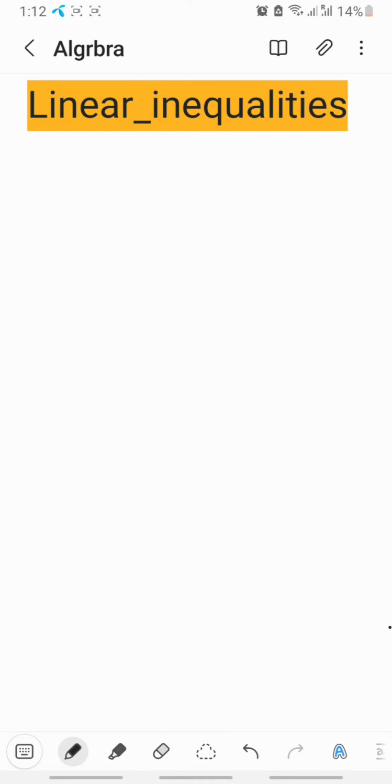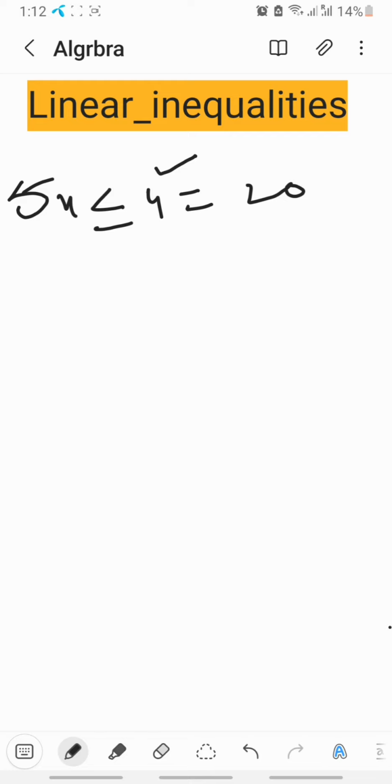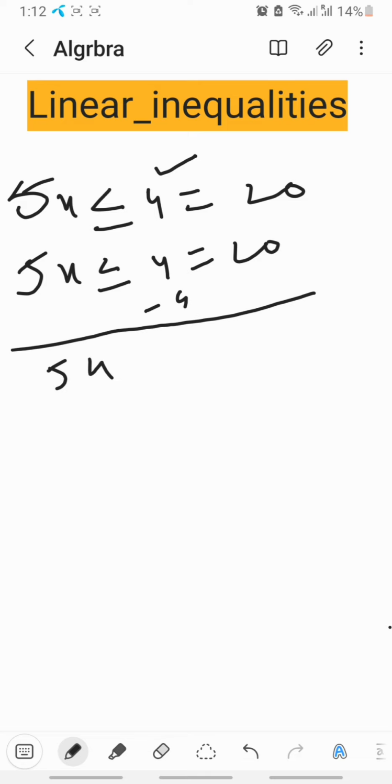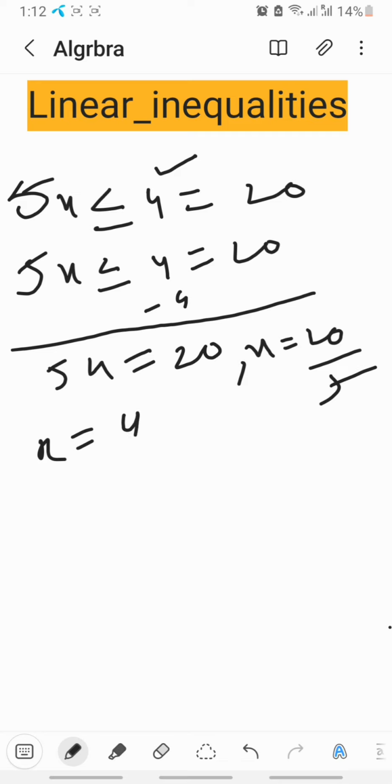Let's say the question is 5x + 4 ≤ 20. As in the previous method, we have to remove this 4, which is a constant. So 5x + 4 ≤ 20. Subtracting 4, 5x ≤ 20, and x ≤ 20/5, so x ≤ 4. Here we have used less than or equal to, so x is less than or equal to 4.